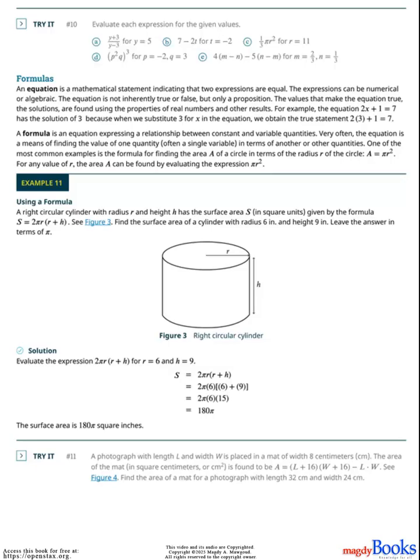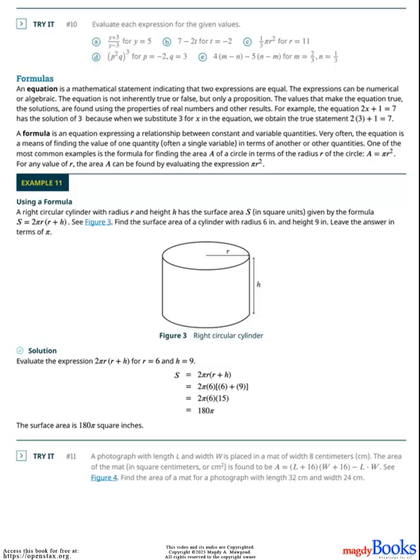For example, the equation 2x + 1 = 7 has the solution of 3 because when we substitute 3 for x in the equation, we obtain the true statement, 2(3) + 1 = 7.